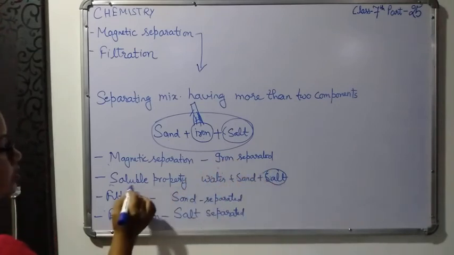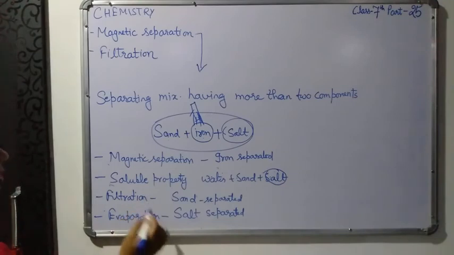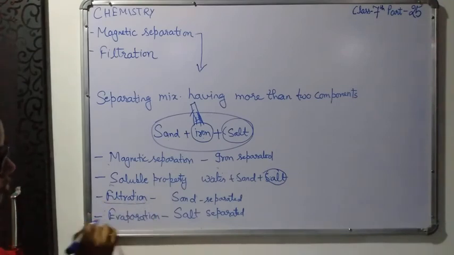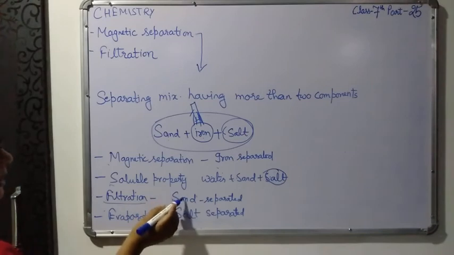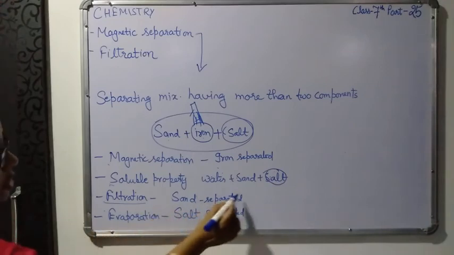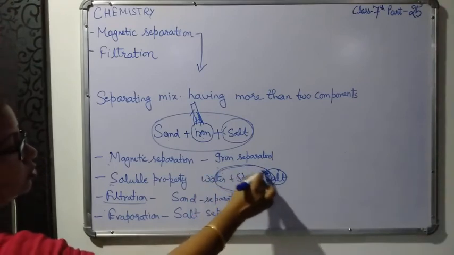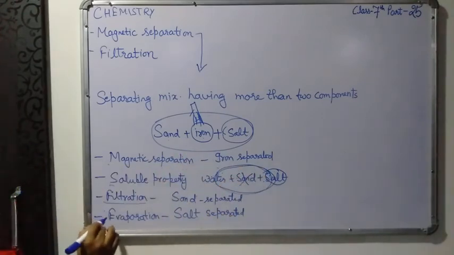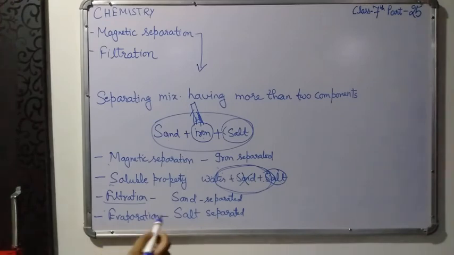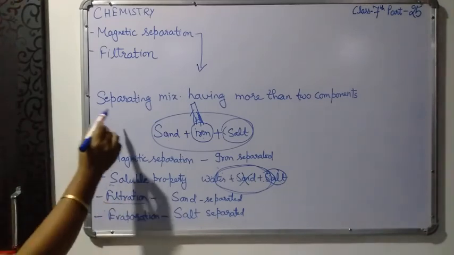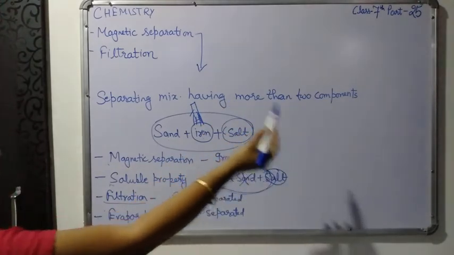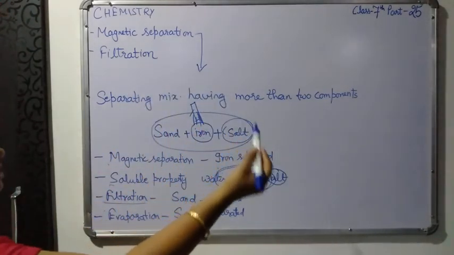Then we used the filtration method, and with the help of the filter we separated the sand. At last we have only salt solution, because the sand is also separated; the salt is dissolved in the water. So at last we use the evaporation method, and with its help we can separate the salt also. So to separate a mixture having more than two components, we have to use more than one method.